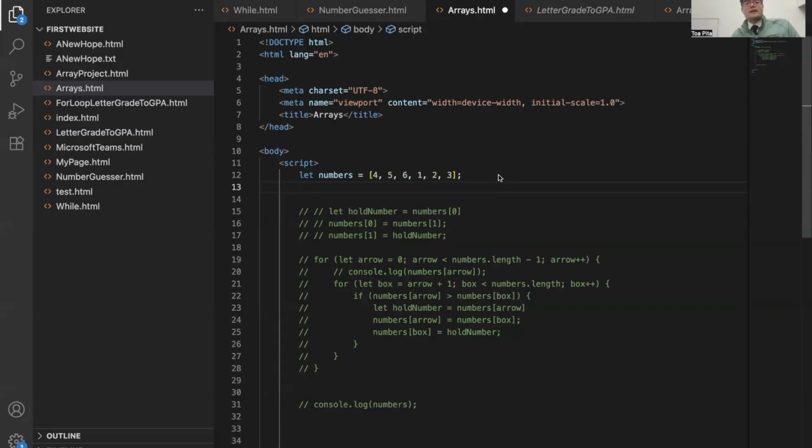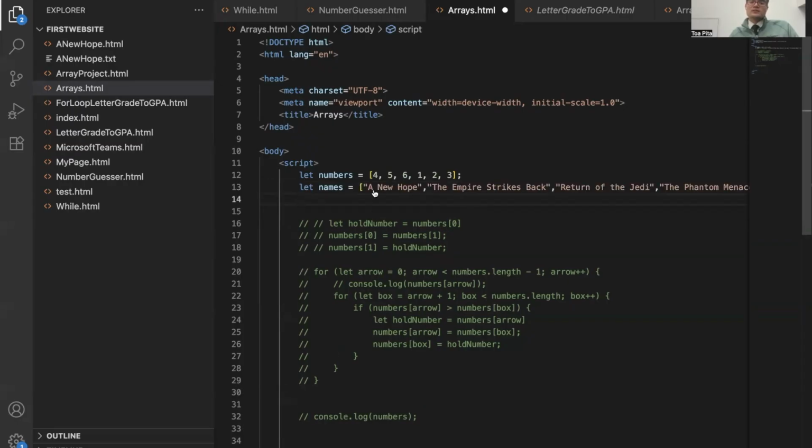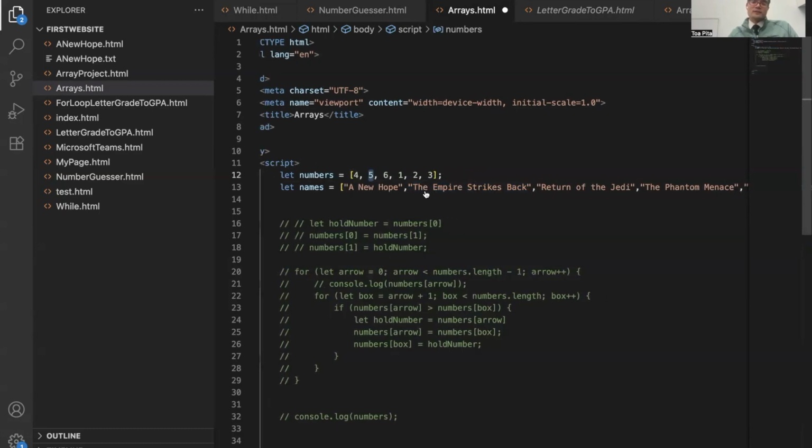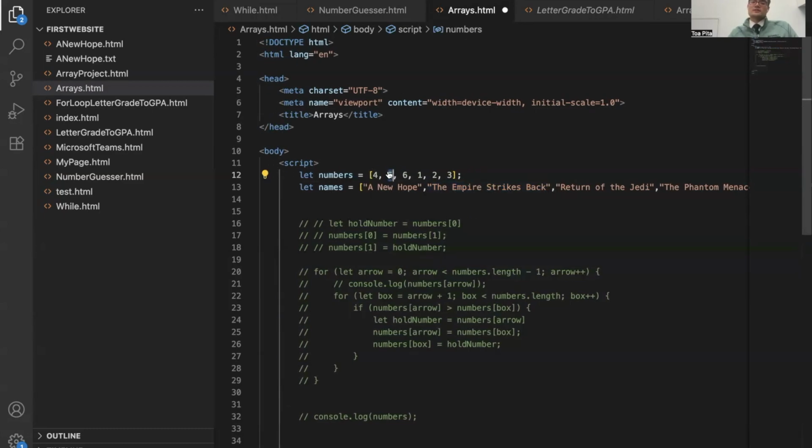One of the ways you can do that is with a parallel array. So what a parallel array means is that you keep your information in the same position in every single array. So in other words, position 0 holds 4 in the numbers array. Position 0 holds A New Hope because A New Hope is associated with the number 4. The Empire Strikes Back would be in the 1 position, and that is associated with the 5 because the 5 is also in the 1 position of this array.